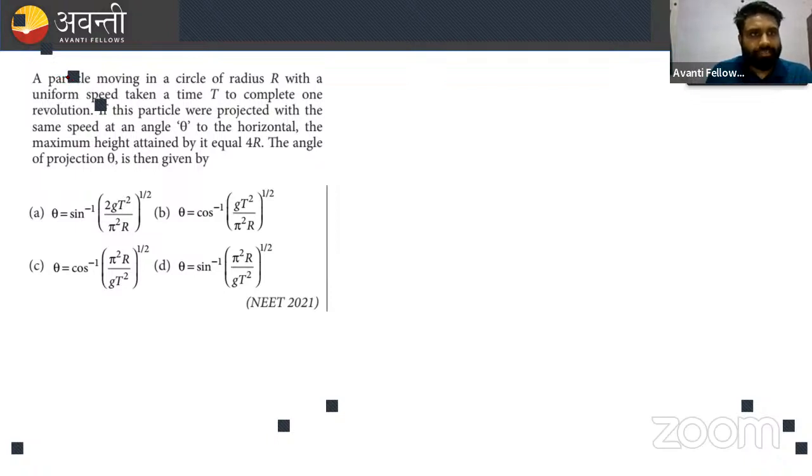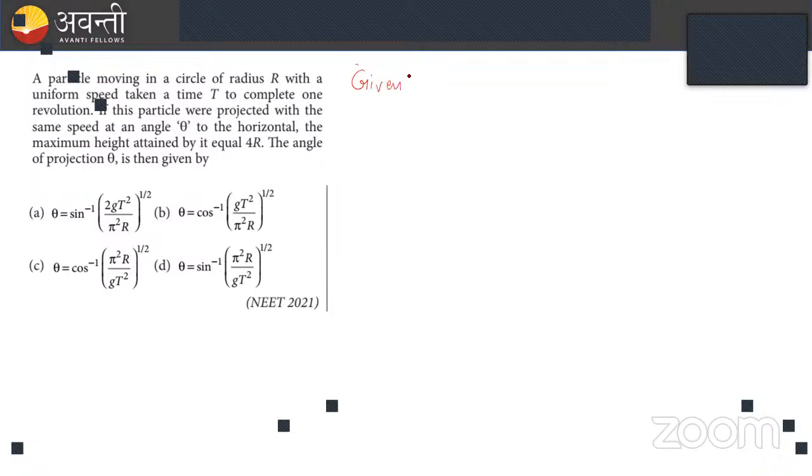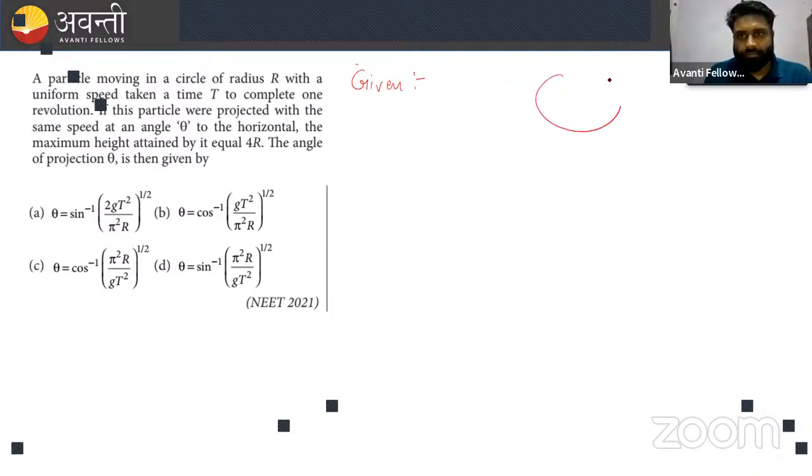So firstly, what we are given with. There is a circle of radius r, and a particle is moving in this circle with a uniform speed and takes time T to complete one revolution. Okay, so one revolution में कितना distance cover करेगा? 2 pi r, which is the circumference of the circle.